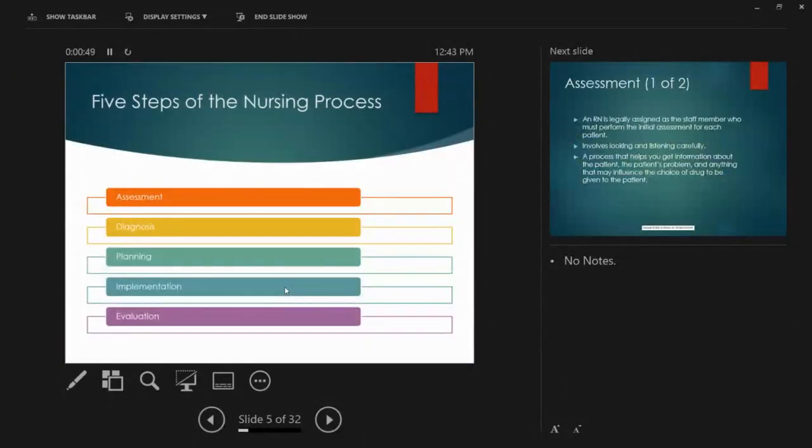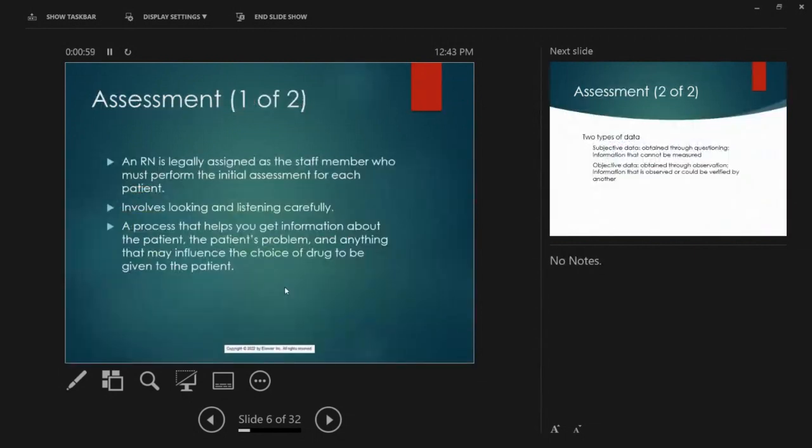Let's review the nursing process. We know that this consists of 5 major steps: assessment, diagnosis, planning, implementation, and evaluation. Assessment is the first step of our nursing process, and it involves collecting important information. The RN is typically assigned as the staff member who will perform the initial full assessment for each patient. As an LPN, you will often make vital contributions to this assessment.